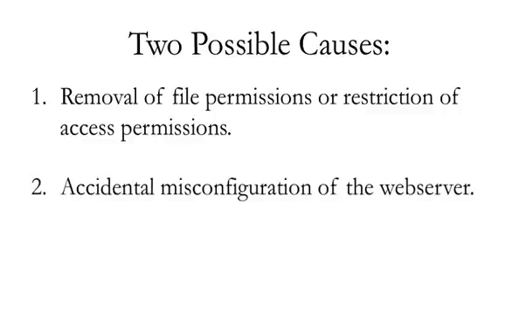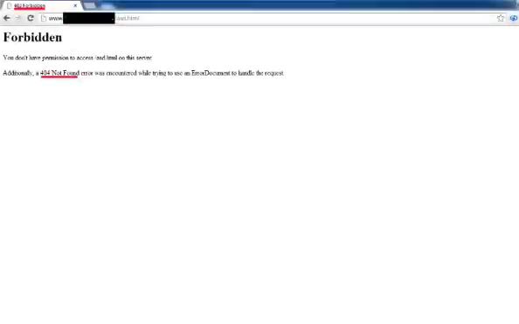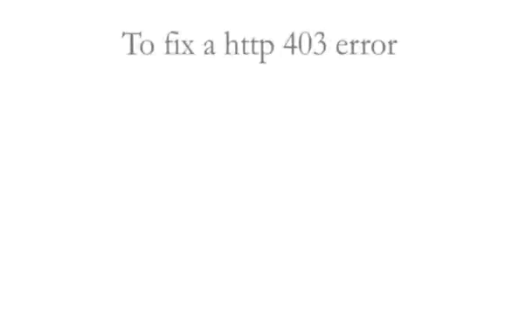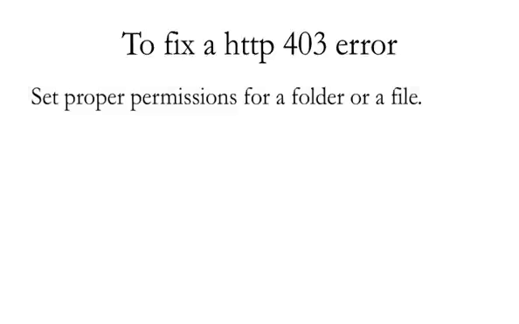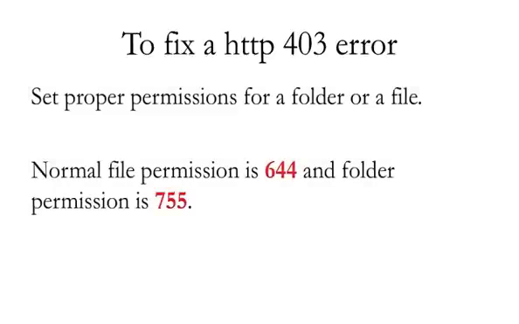As mentioned, a lack of proper permission access to the file or resource can cause 403 forbidden errors. This will result in a 403 error, sometimes combined with a 404 file not found error, stating the following message. However, the title of the web page will display a 403 forbidden error. To fix an HTTP 403 error, you should set proper permissions for a folder or file. Normal file permission is 644 and folder permission is 755.